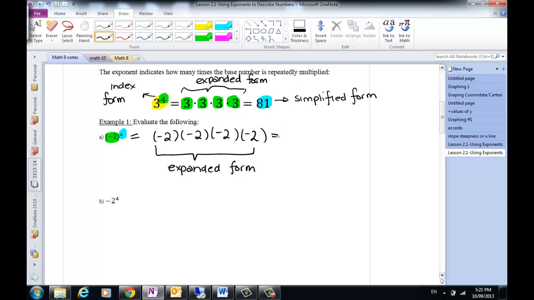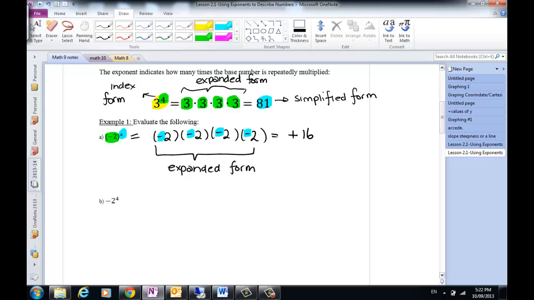Okay, now if I want to simplify this, notice that I have a negative multiplied by a negative multiplied by a negative multiplied by another negative. So it's going to be a positive, and 2 times 2 times 2 times 2 is 16. So our simplified form is 16.